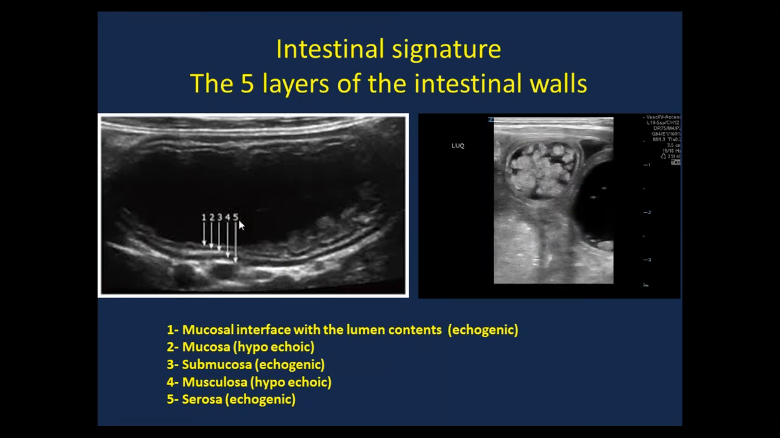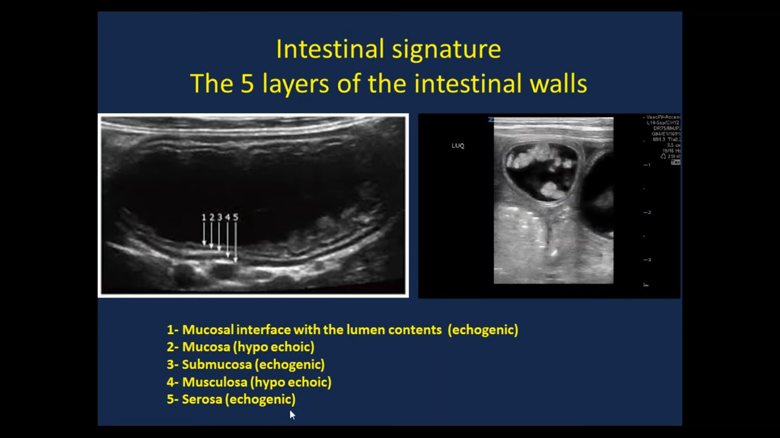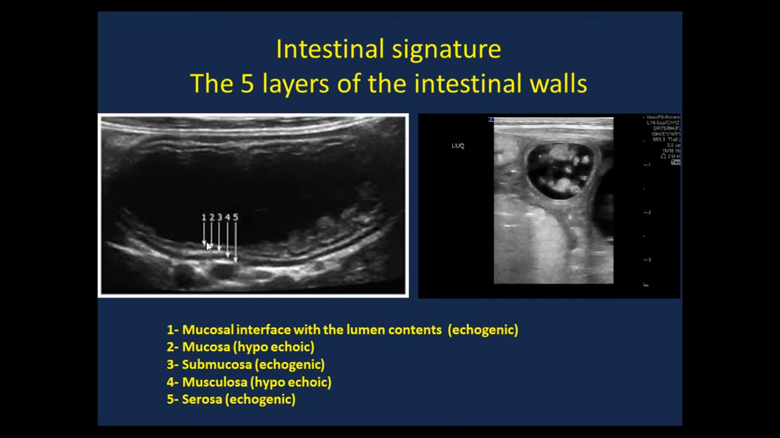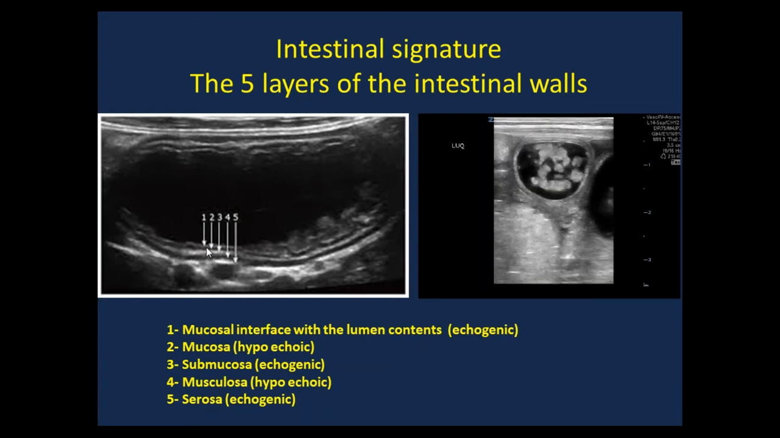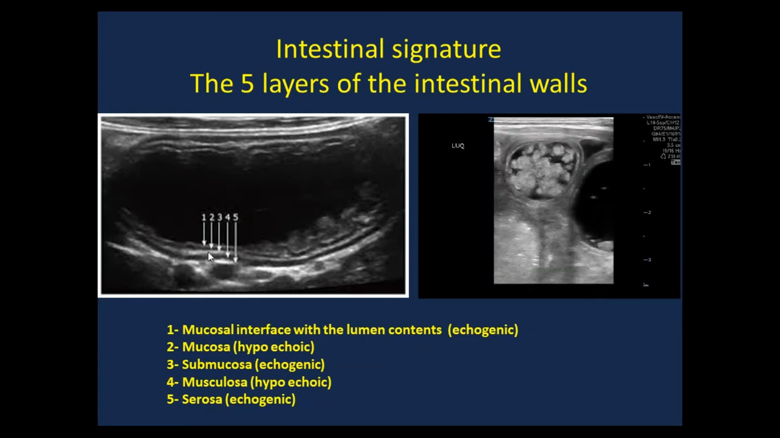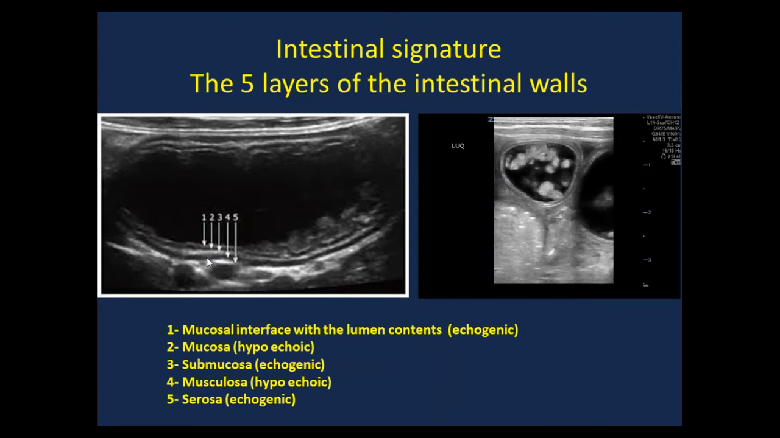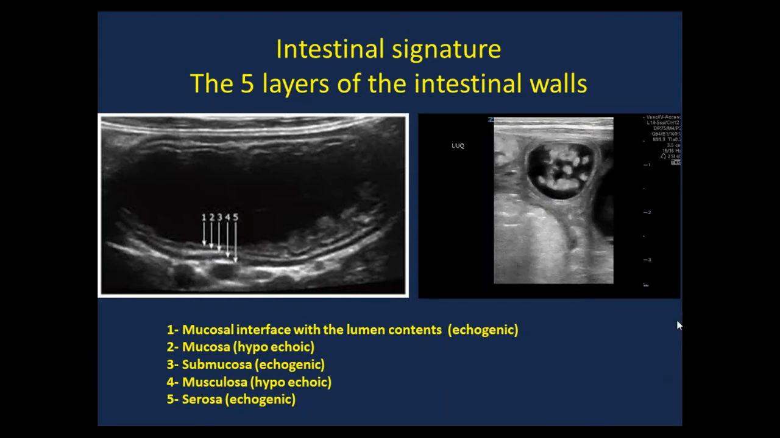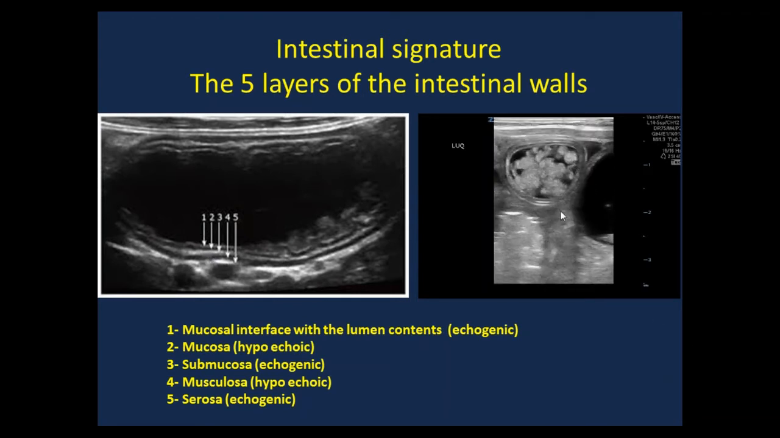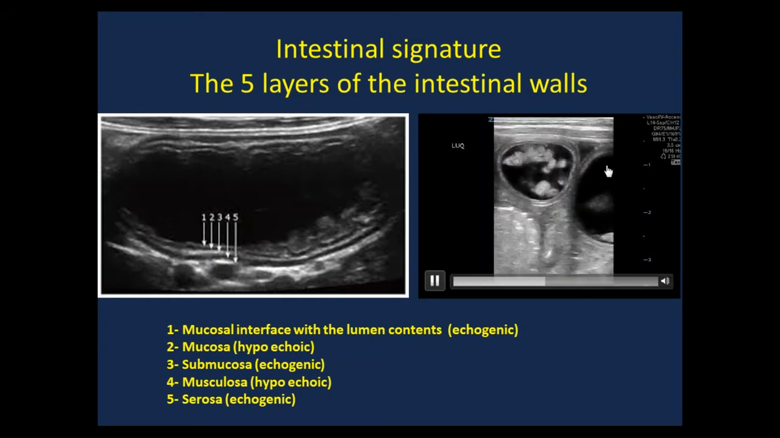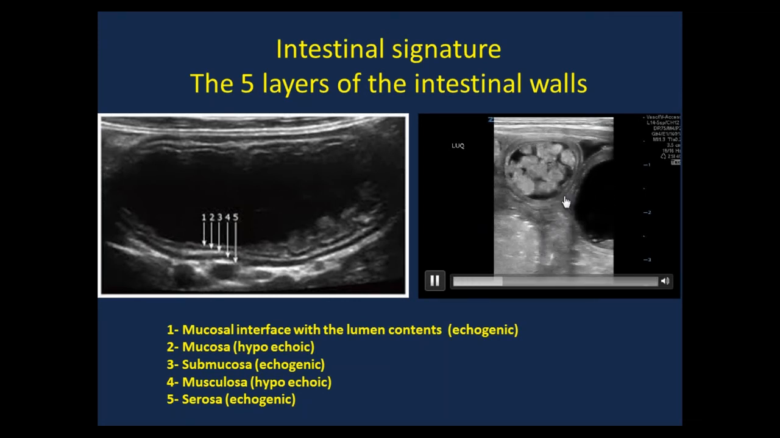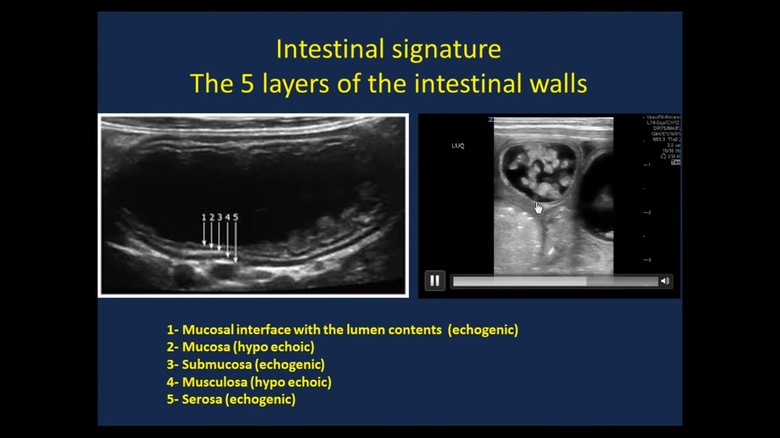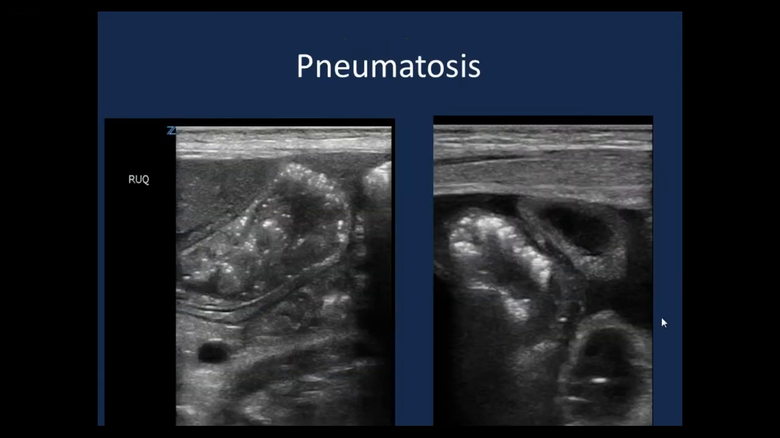And the last layer, layer number 5, is serosa, which is echogenic. So we have the mucosal interface, echogenic, then mucosa, hypoechoic, submucosa, echogenic, musculosa, hypoechoic, and then serosa, echogenic. And we can see that as well in this video clip, like multiple lobes of ileum, and we can see the ileal wall is composed of the 5 layers.